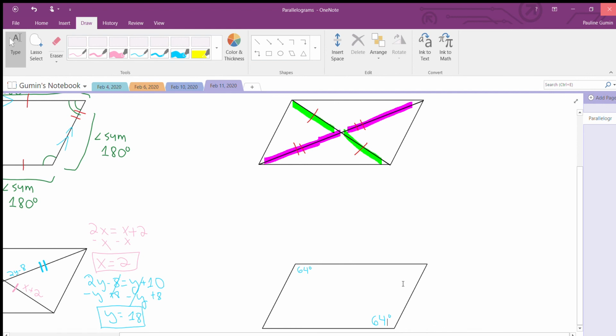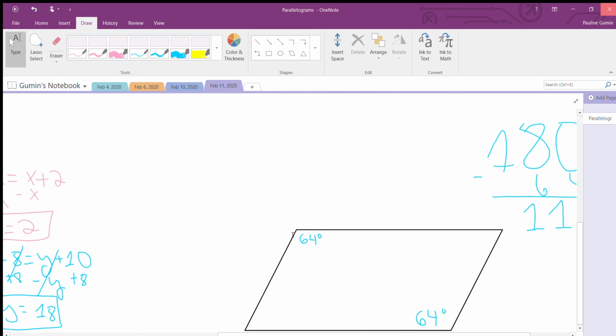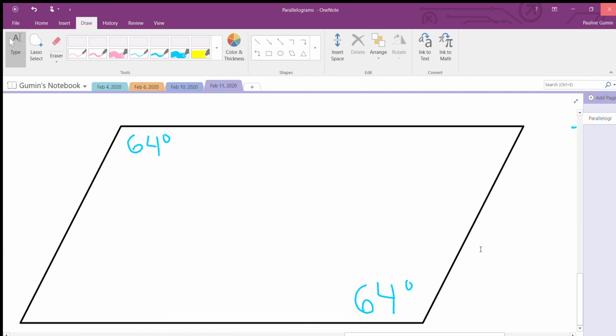So in order to find out these two angles, all I have to do is 180 minus 64. 116 would be our answer. So let's zoom in and write down 116 for this corner. And the opposite angles are congruent. Boom. There we go. Fantastic.